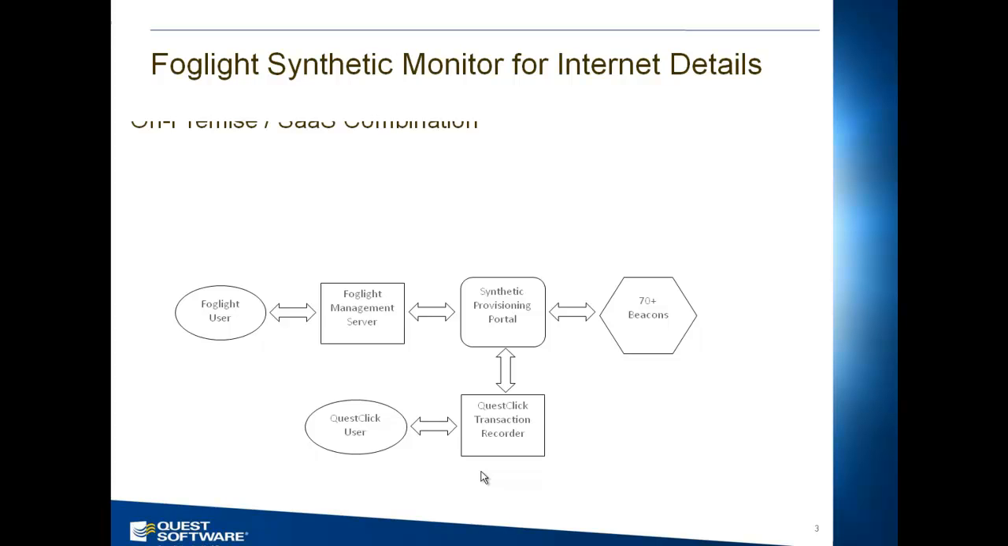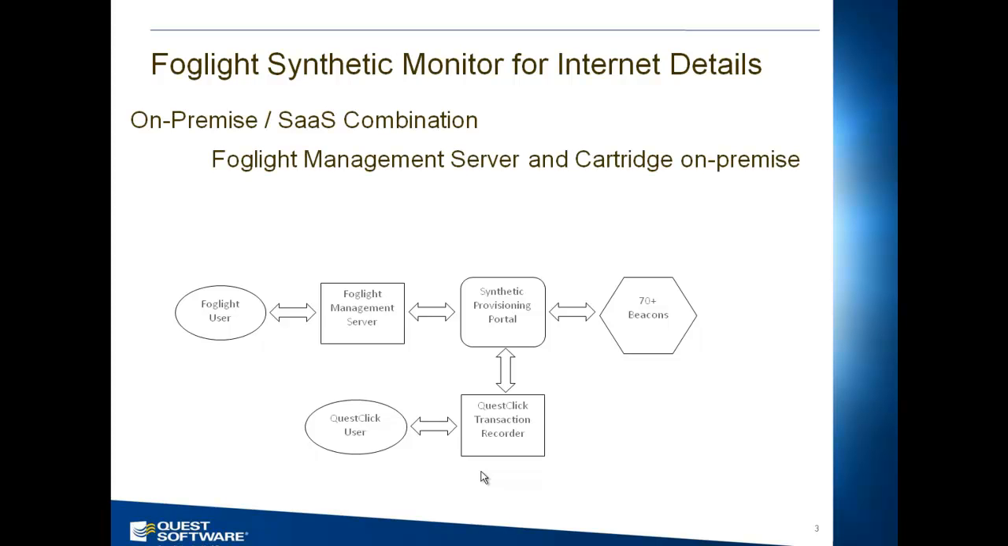So Foglight Synthetic Monitor for Internet is a mixture of an on-premise application and also a SaaS combination. So it has a web service component as well as the on-premise software. The Foglight management server and also the cartridge are the on-premise piece. The Foglight management server has to be installed on a Windows, Unix, or Linux host. And after that, you can start installing cartridges into that.